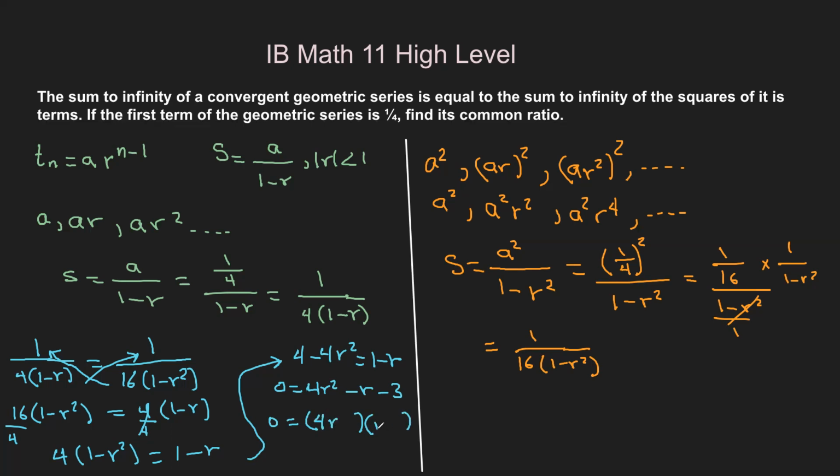So this factors into 4R plus 3 times R minus 1. Therefore R equals, from here, negative 3/4, which makes this 0, and from here, it's 1. As we said, in the infinite geometric series, the absolute value of R has to be less than 1. So we have to reject the 1 here, and negative 3/4 will be the answer for this question.